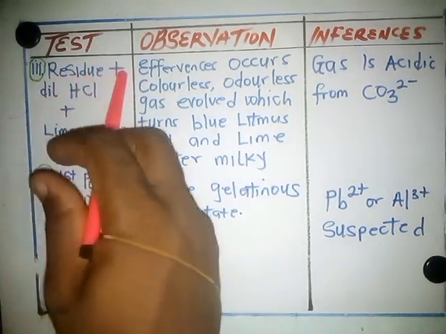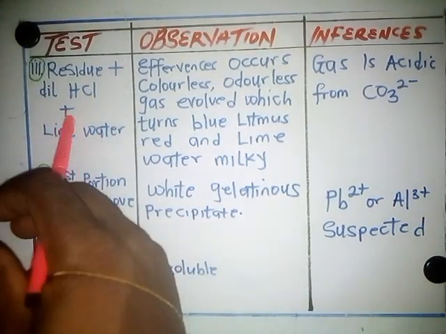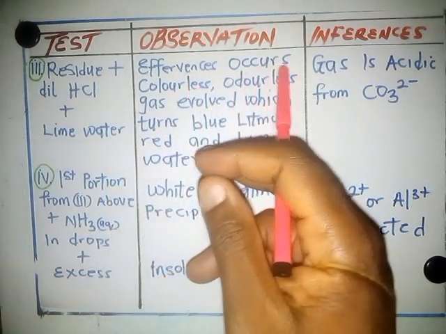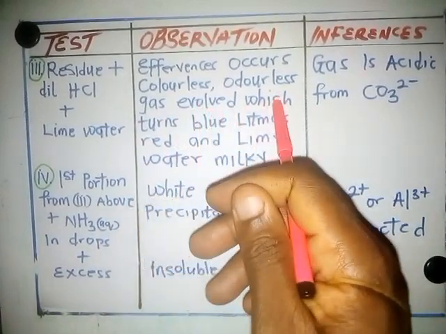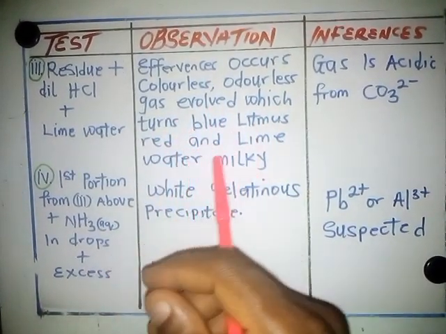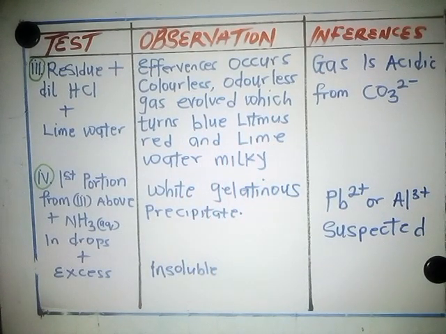So I said residue plus dilute HCl plus lime water. The observation is that effervescence occurs, colorless, odorless gas evolved, which turns blue litmus paper red and lime water milky. So when that happens, you know that is carbon dioxide.